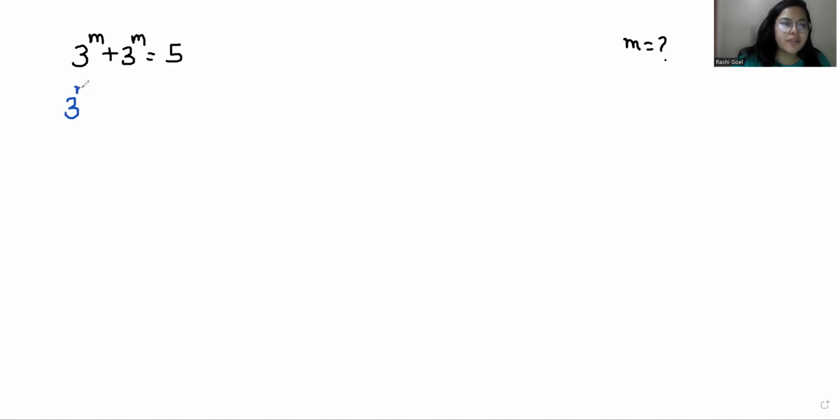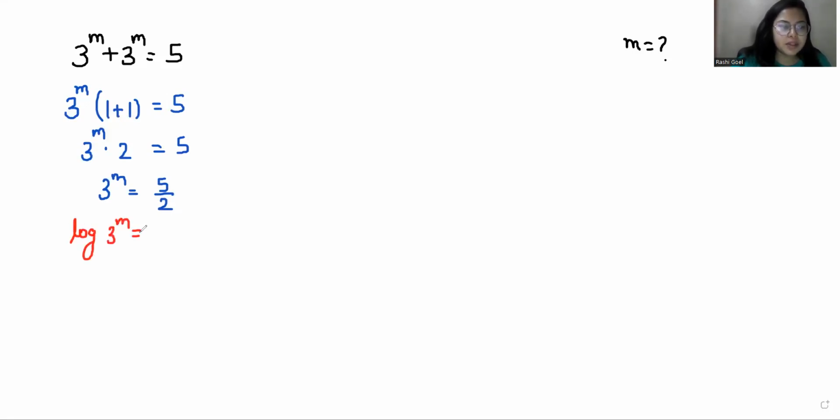So if I take 3^m as common, what is left? 1 plus 1 is equal to 5. So 3^m times 2 is equal to 5. So 3^m is equal to 5 by 2. Now I am taking log on both sides. So log 3^m is equal to log 5 by 2.